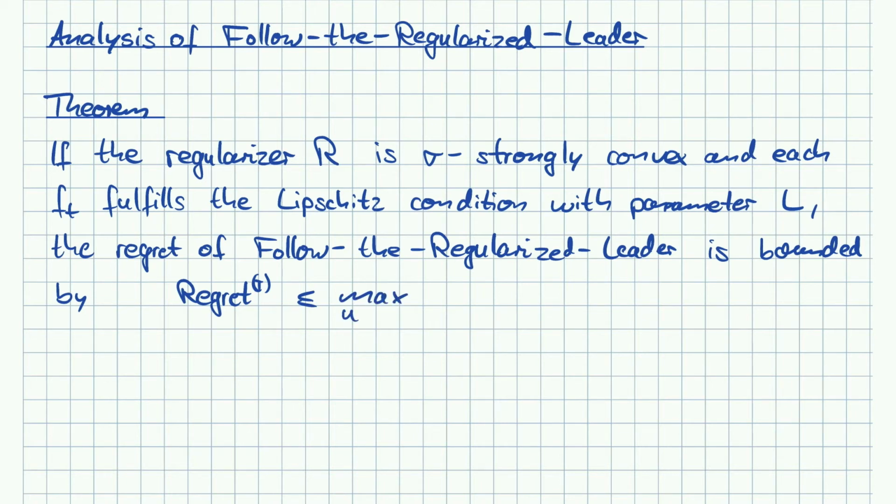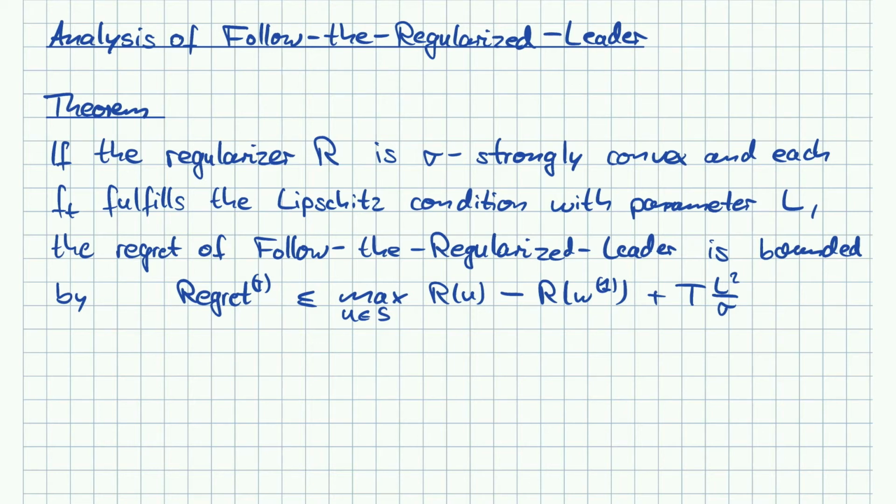take the maximum value that the regularizer can take in our set U, minus the first value of the regularizer, plus T times L squared over sigma. This L is the Lipschitz condition, and the sigma is the strong convexity. Before we move to the proof of this theorem, let's first see what this means for our expert setting.